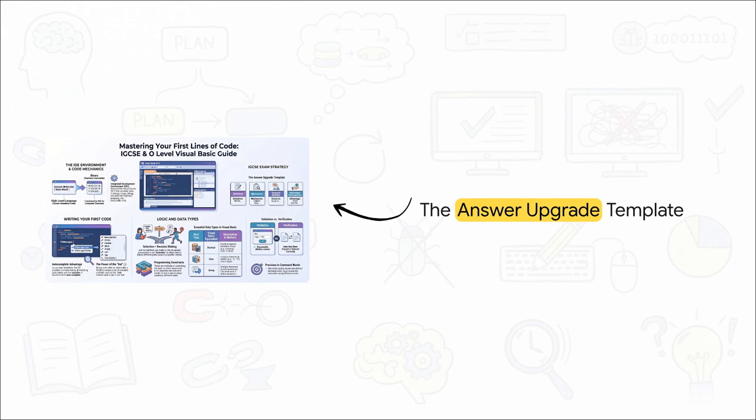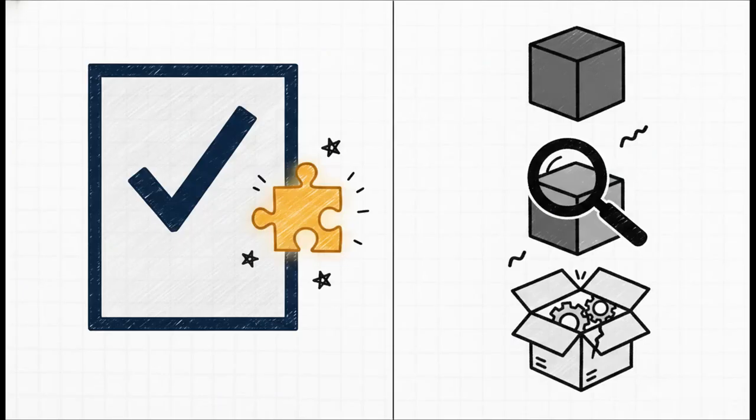Now, let's talk about precision. The absolute key here is mastering command words and constraints. Just remember this golden rule. 1 mark usually equals 1 distinct technical point. Never ever repeat the exact same idea using different words, hoping it's going to count twice, because it won't.